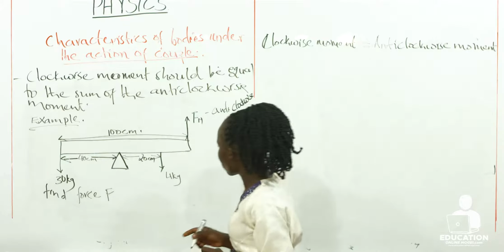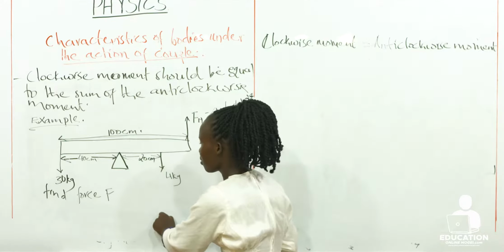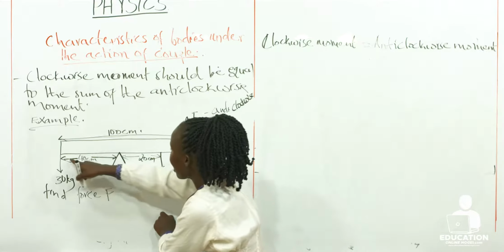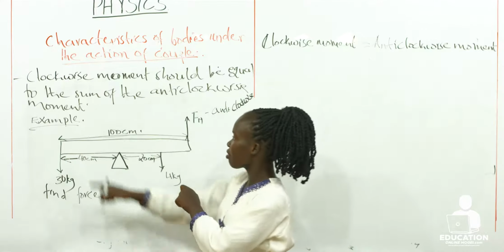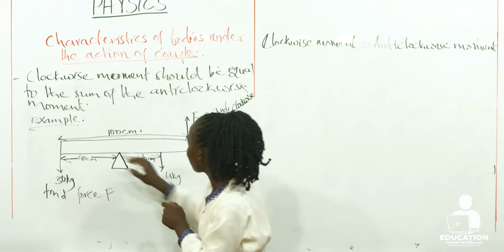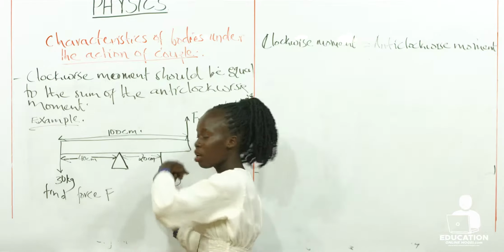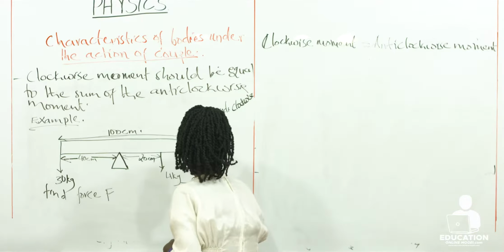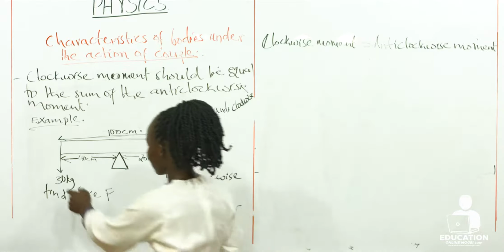Let's come to this one. What happens if you pull this downwards? When you're pulling this down, you will see that this end here is going to rotate in this direction, meaning that this force, when you apply it, will cause rotation in the clockwise direction. So this one here will go in the clockwise direction.